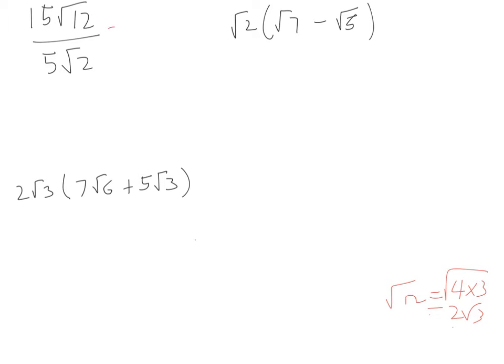So we've got 30 root 3 over 5 root 2. So 30 over 5 is 6. So we've got 6 root 3 over the square root of 2. So we could say that's 6 square root of 3 over 2. It doesn't seem right.